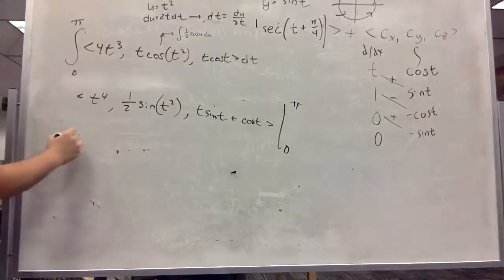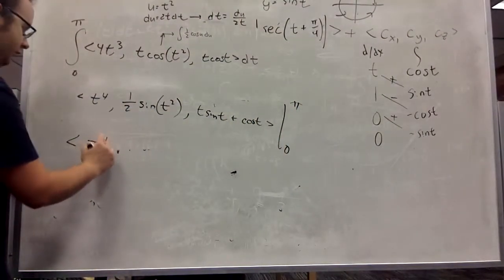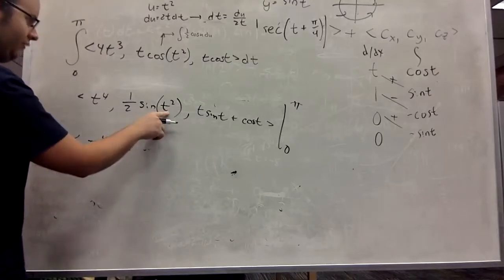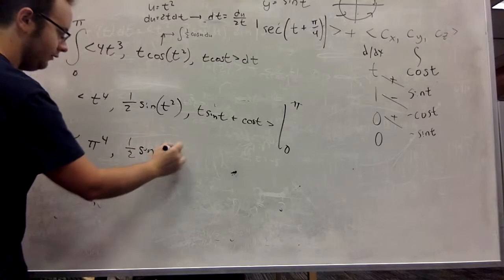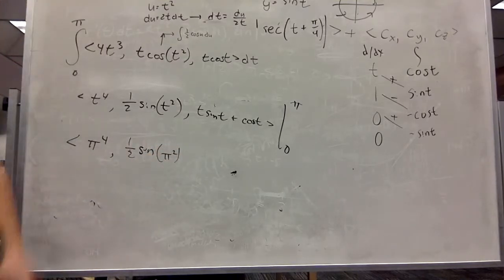Plugging in pi gives me pi to the 4th, comma, pi squared. Sine of pi squared. Okay. What is sine of pi squared? This is where I make the joke. It's approximately, I have no clue, right? It's not on my unit circle, so I have no idea what that's going to be.